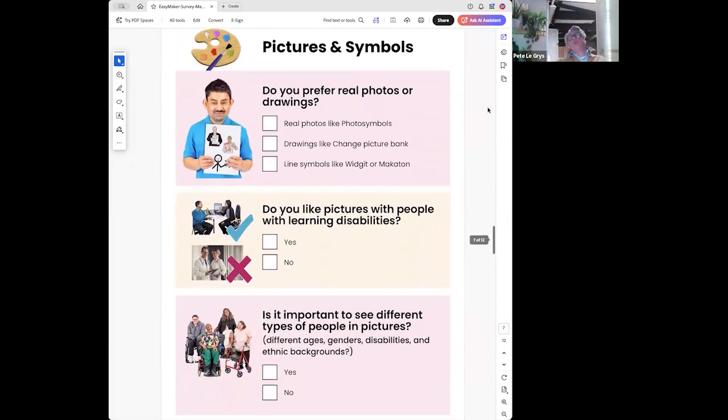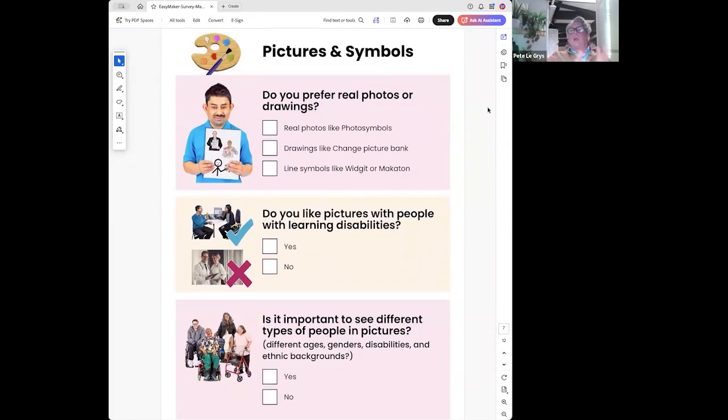I changed real photos. I think it sort of biases it towards photo symbols. Real photos sound like it's 100% genuine and authentic. Most of the people said they liked photo symbols. I was there paying them and being nice. So yeah, there's a bias built in there already.